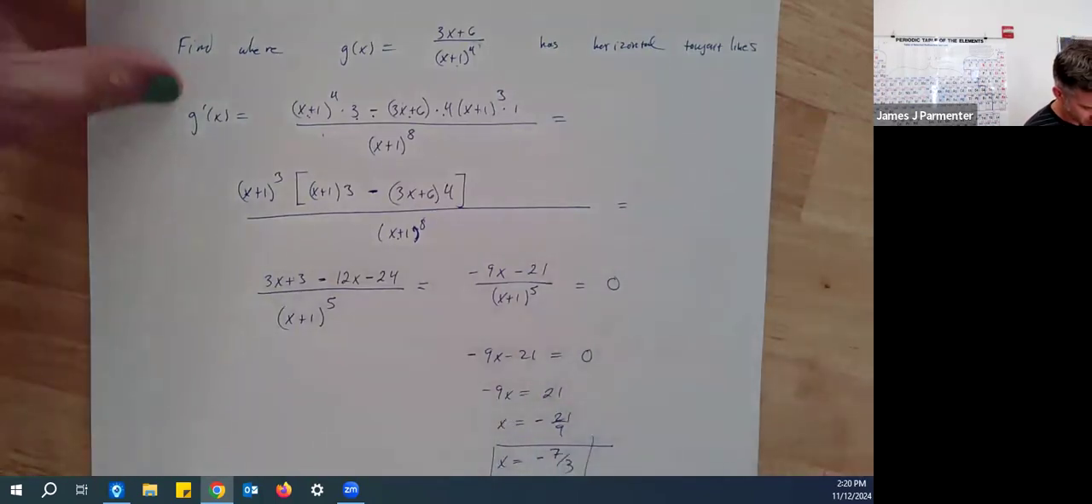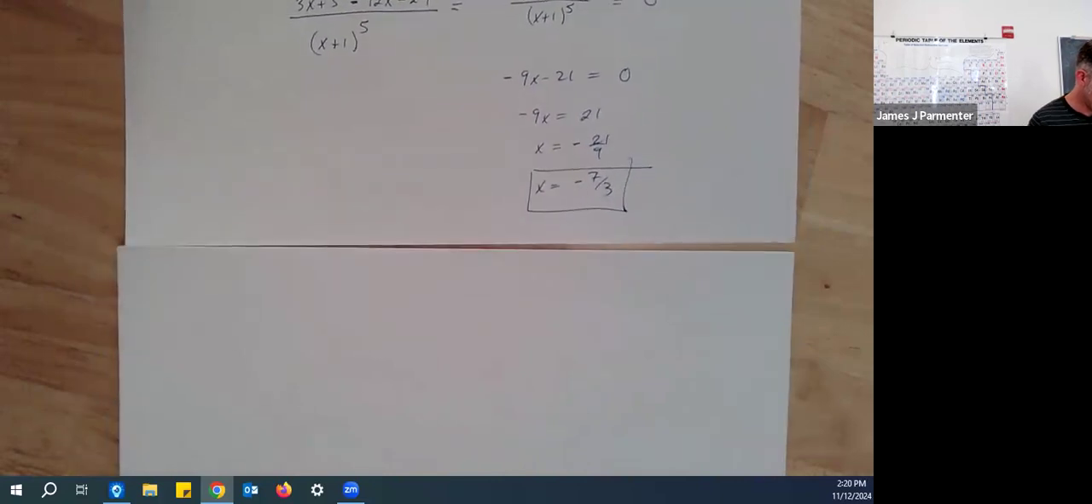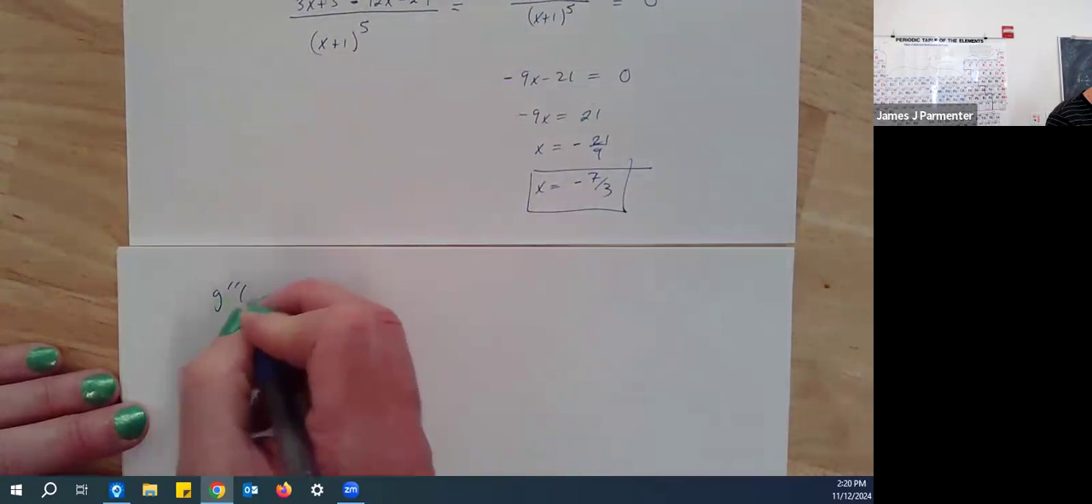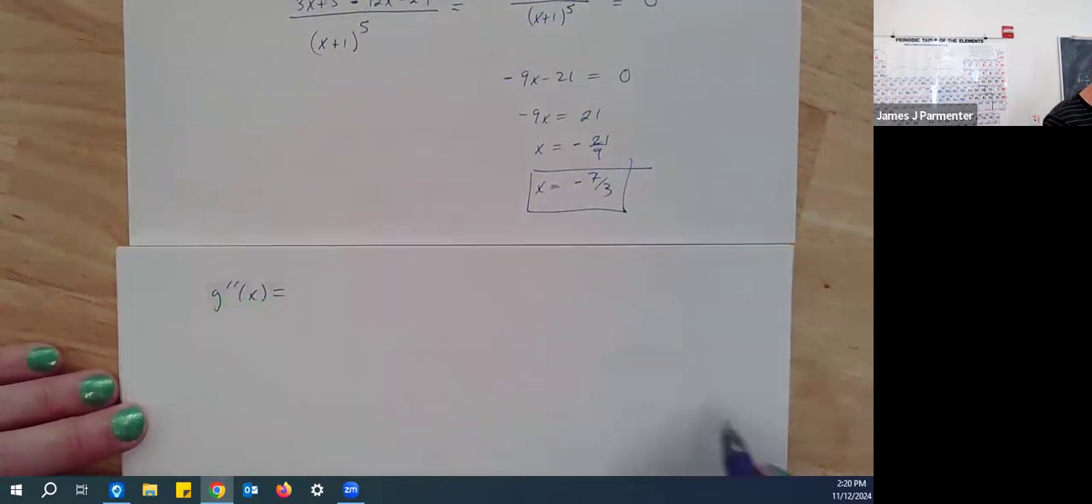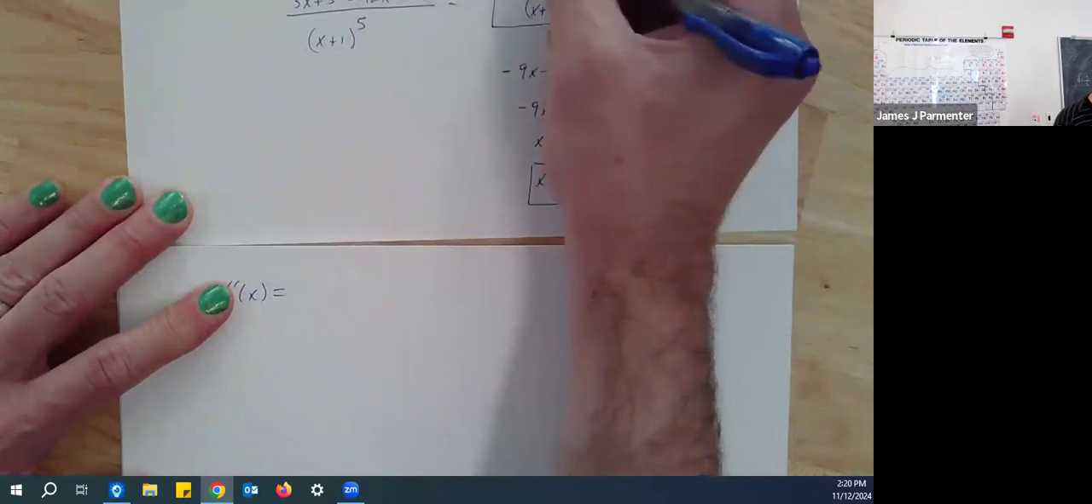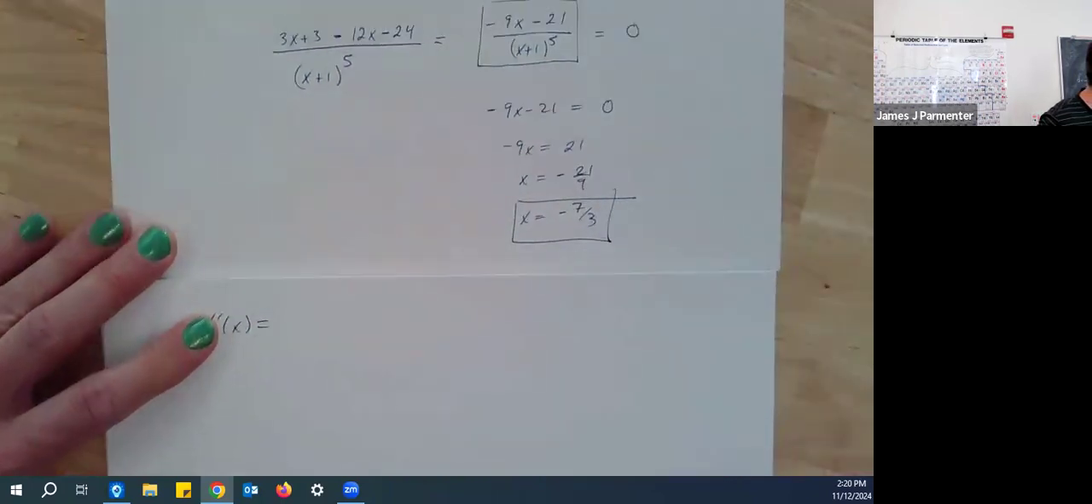So let's go ahead and find g double prime. No, let's not try and squeeze it in there. So we're taking the derivative of g prime.